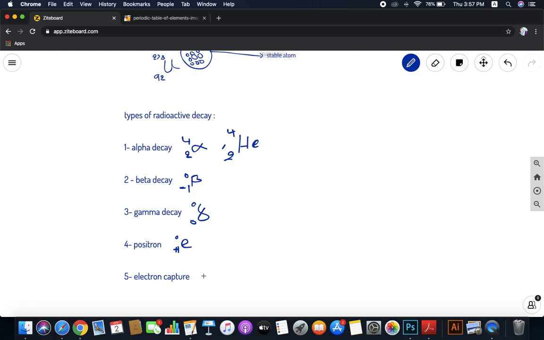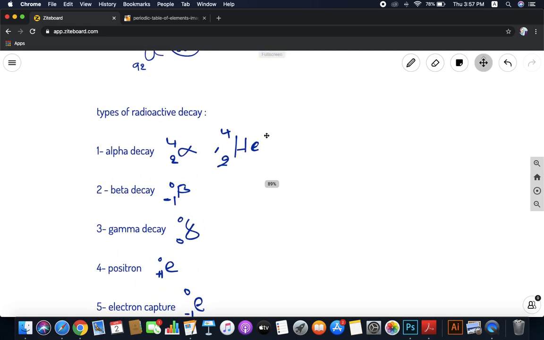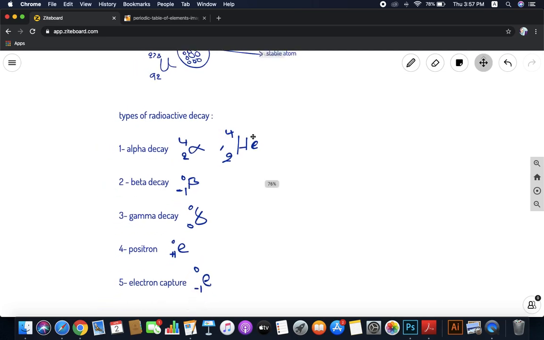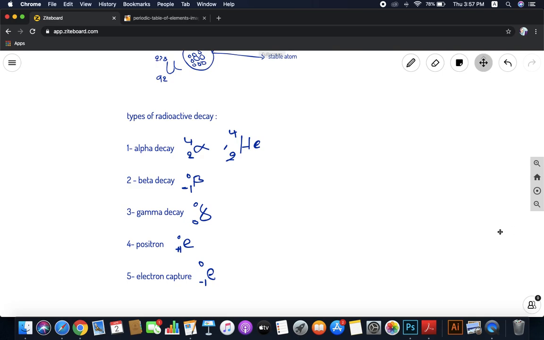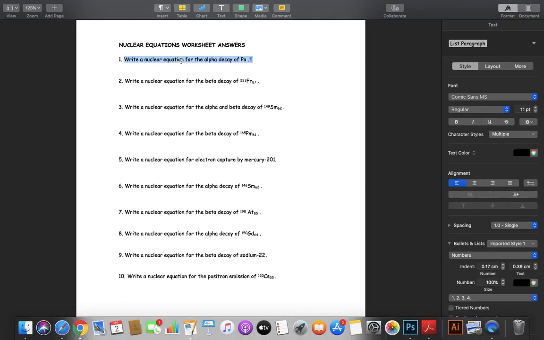Now, here electron capture, it's an electron, -1. So those are the types of the radioactive decays in the nuclear energy. Now, we will use those to write nuclear equations. For example, let's take one question.